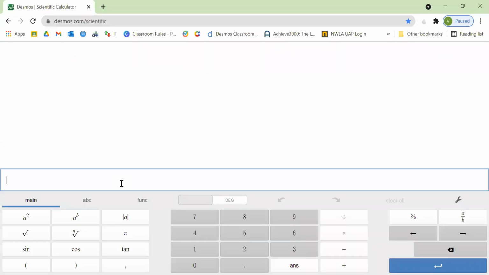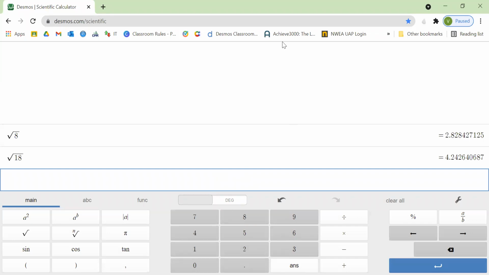All right, so I'm on the Desmos scientific calculator. Let's do square root of 8. And as you see, it gives us 2.828. And let's do square root of 18. And that gives us 4.243. Notice we're rounding up because 6 is bigger than 5.